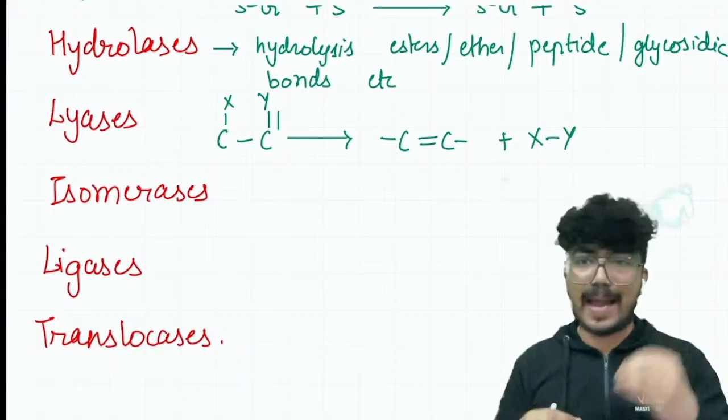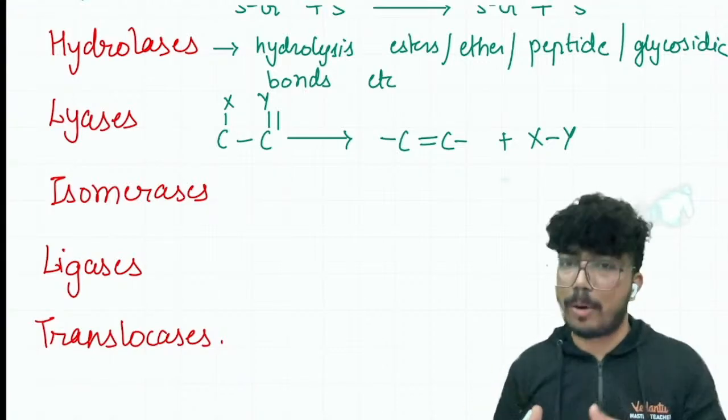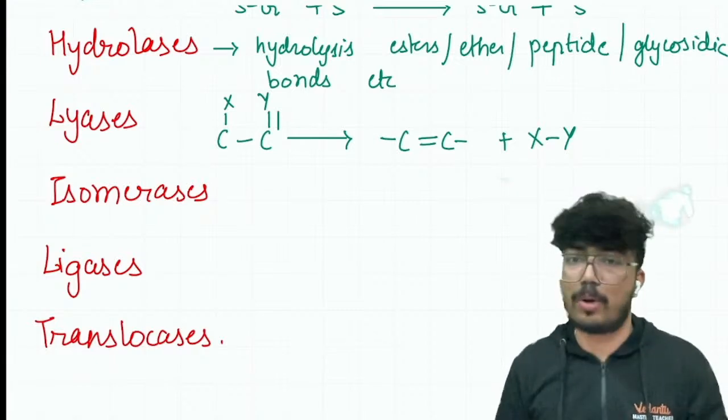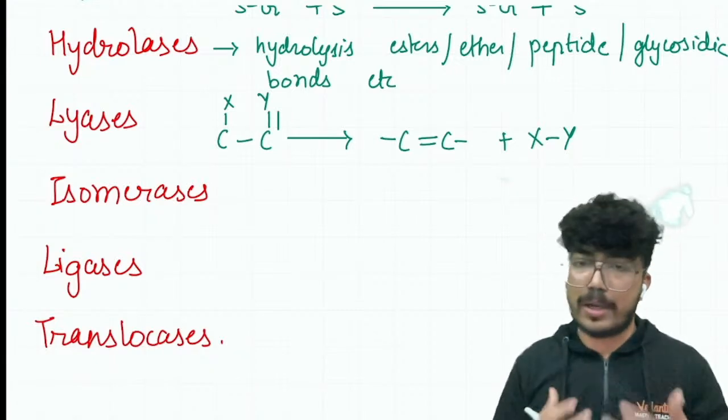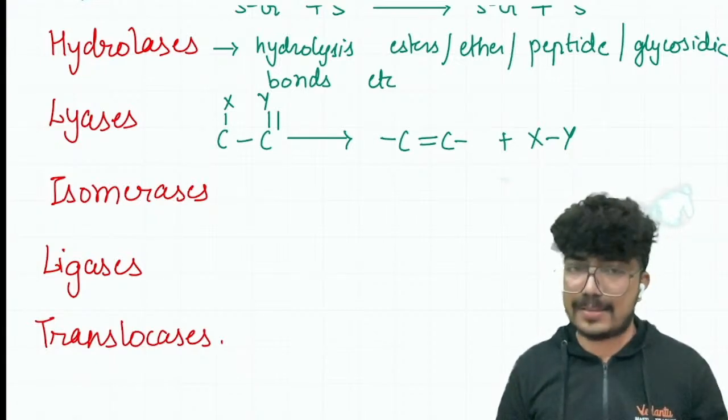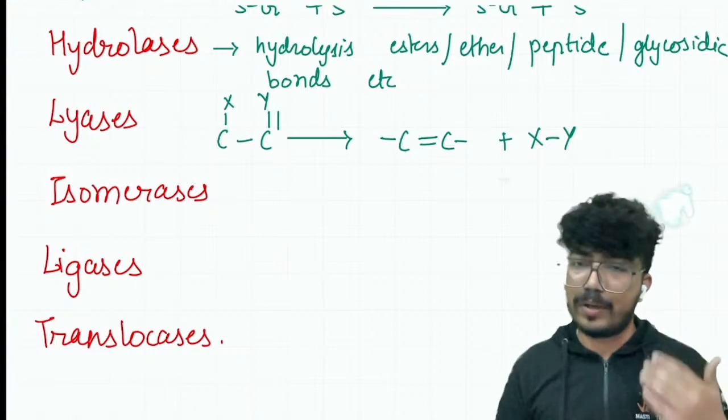The new bond can be established in the form of a carbon-carbon bond, carbon-sulfur bond, carbon-oxygen bond, or a carbon-nitrogen bond. Okay, so here we have the category of ligases. Now then, the last category, that is of the translocases.